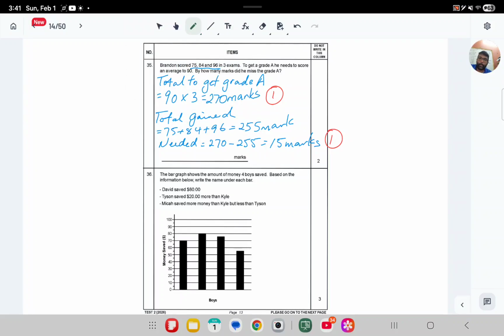Alright, number 36. The bar graph shows the amount of money 4 boys saved. Based on the information below, write the name under each boy. So they said David saved $80. So therefore we know this middle one here is David. Alright, so this one is David.